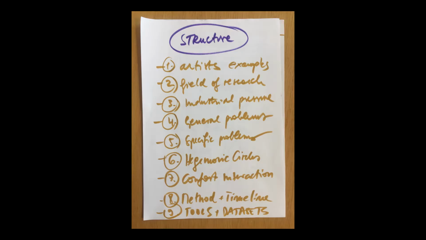The structure will be, I'll outline a couple of artists that have been an inspiration for what I've been doing in the past years. I'll then go through what exactly is the field of research that I'm trying to investigate. Then we'll focus on what is this industrial pressure on contemporary art that I'm talking about, and the general problems that I've been encountering in these past 2 years in defining these things that I've just been describing.